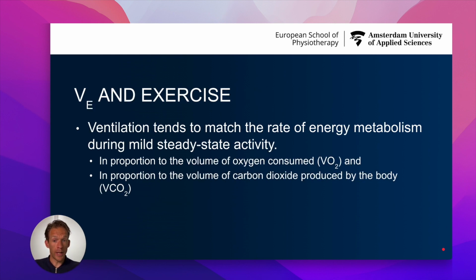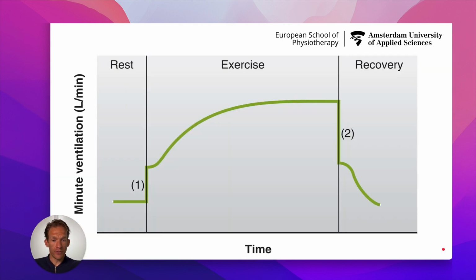Well, what's going to happen with the minute ventilation? Usually the minute ventilation will try to match the oxygen consumption that is required. So the VE will try to match VO2. In this graph, you can see how minute ventilation will change if you start exercising. Compared to rest, where you have a minute ventilation that is expressed like this, you can see that here almost instantly the ventilation will shoot up and then the whole system starts running.